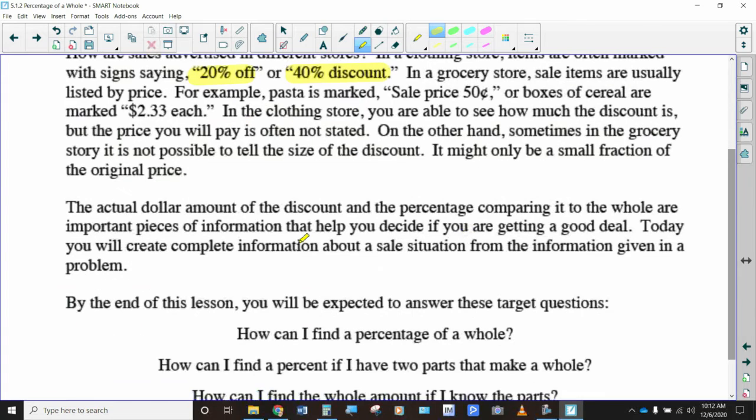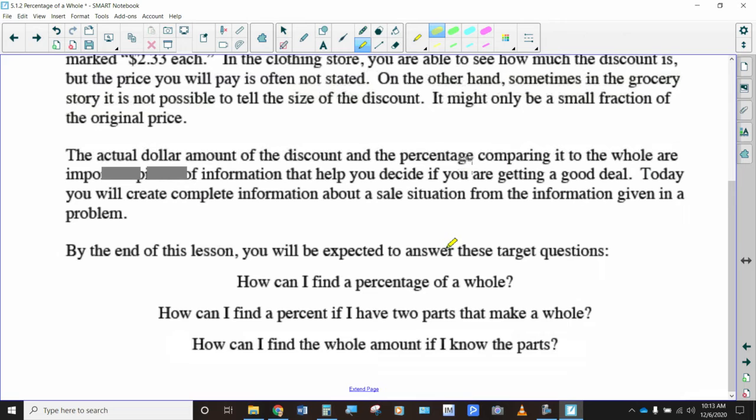Okay, so the actual dollar amount of the discount and the percentage comparing it to the whole are important pieces of information that help you decide if you are getting a good deal. Today, you will create complete information about a sales situation from the information given within the problem. So by the end of this lesson, you will be expected to answer these types of target questions. How can I find a percentage of a whole? How can I find a percent if I have two parts that make up a whole? And how can I find the whole amount if I know the parts?